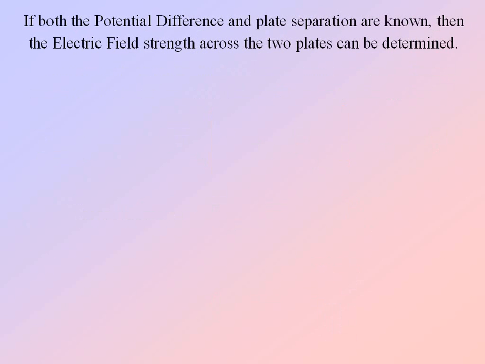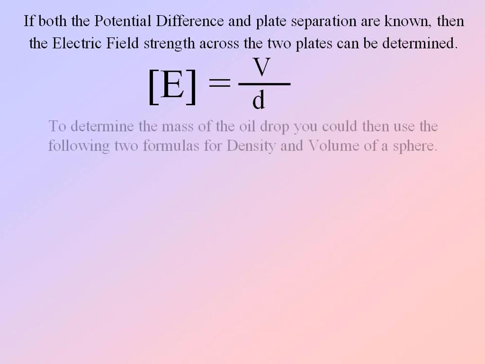If both the potential difference and plate separation are known, then the electric field strength across the two plates can be determined by using electric field strength is voltage supplied by the battery divided by the displacement between the two plates, or the distance, which is d.